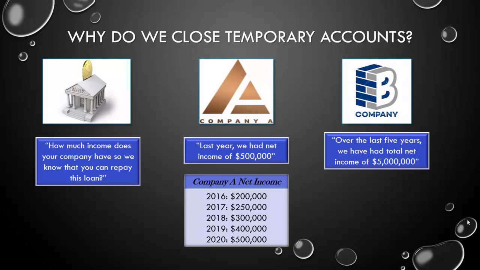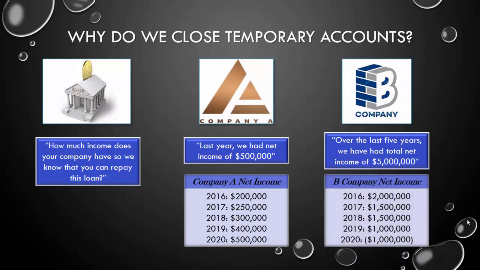B company, however, with their $5 million in total net income over the last 5 years, has a breakdown as such. In 2016, they made $2 million. In 2017, their income was down to $1.5 million. It stayed there in 2018.